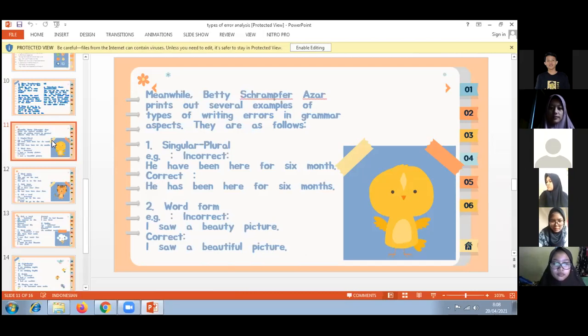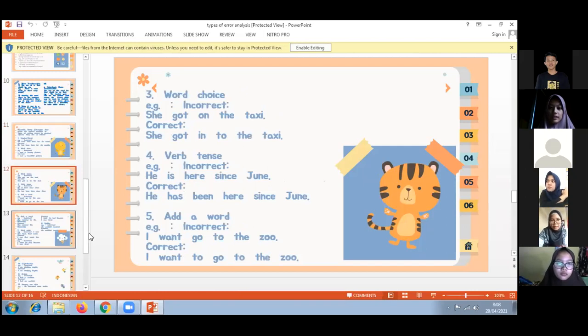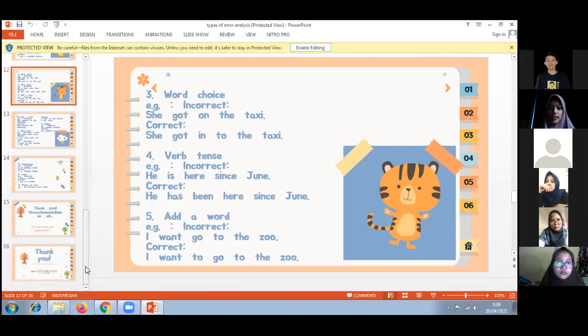Second, word form. Example, incorrect: I saw a beauty picture. Correct: I saw a beautiful picture. Third, word choice. Example, incorrect: She got on the taxi. Correct: She got into the taxi. Fourth, verb tense. Example, incorrect: He is here since June. Correct: He has been here since June.